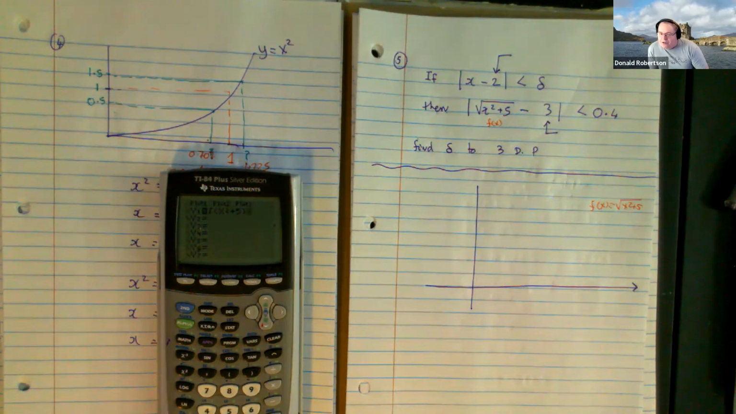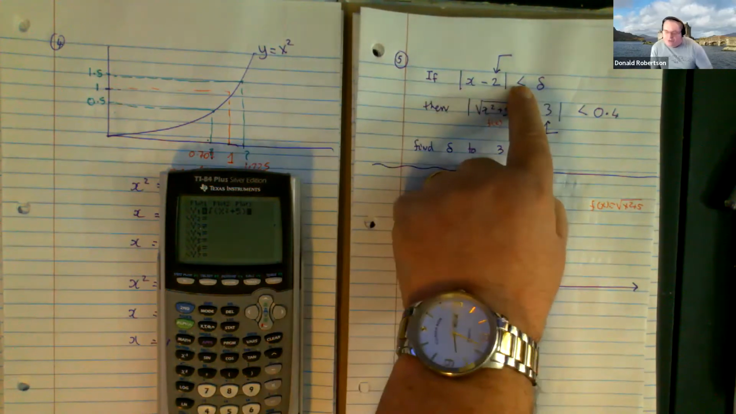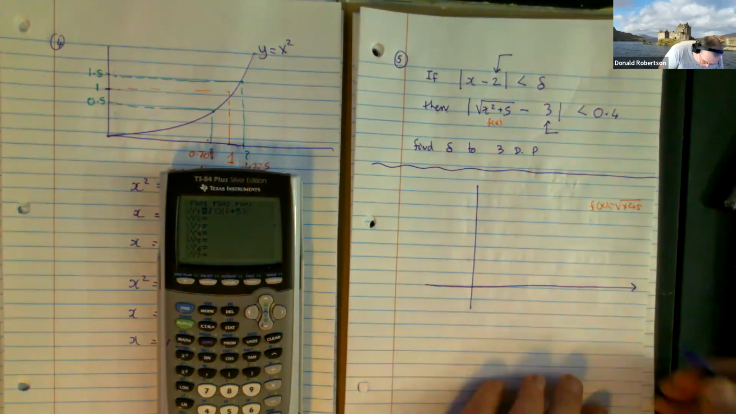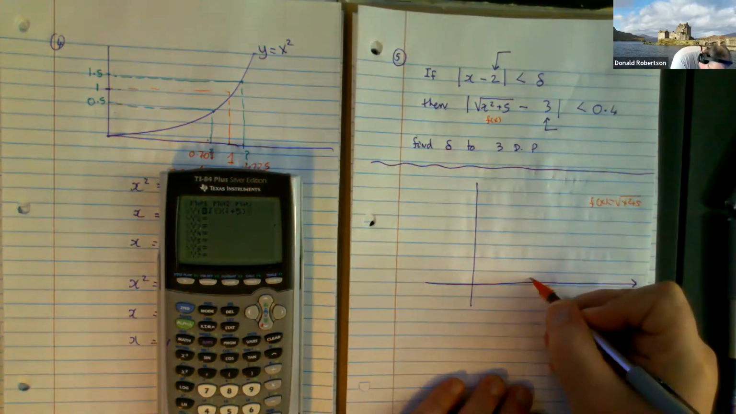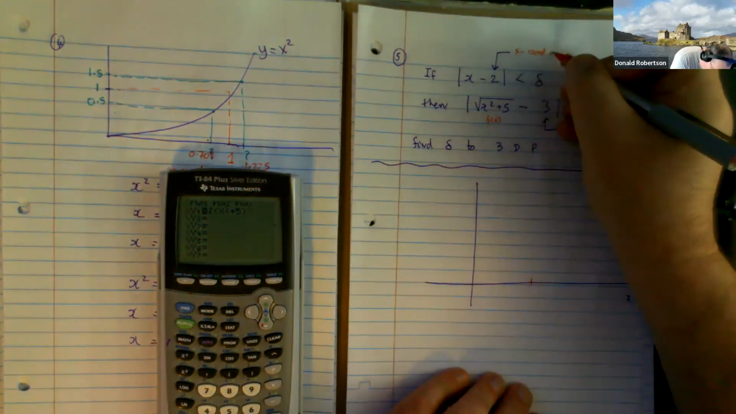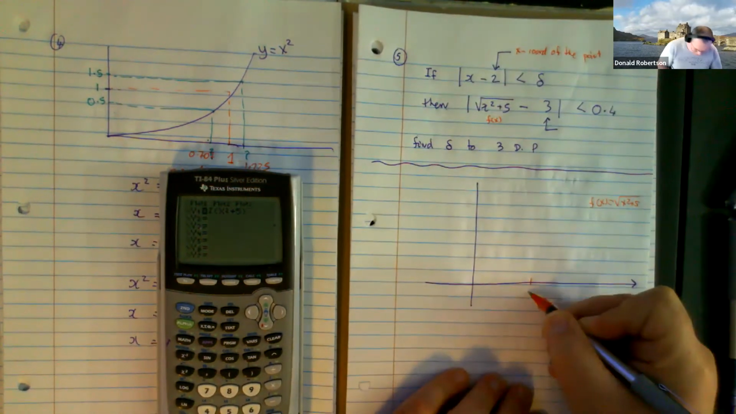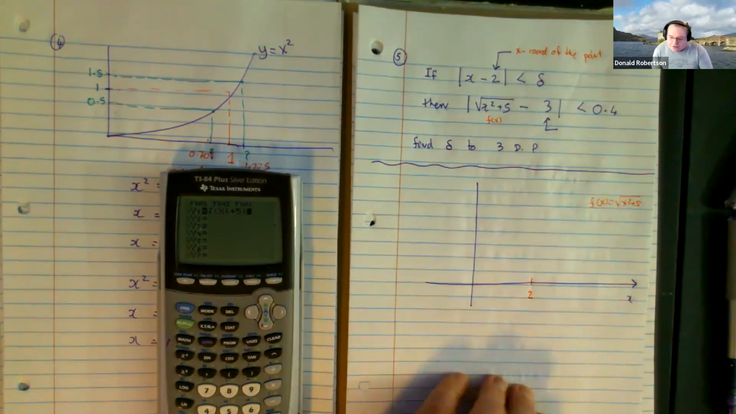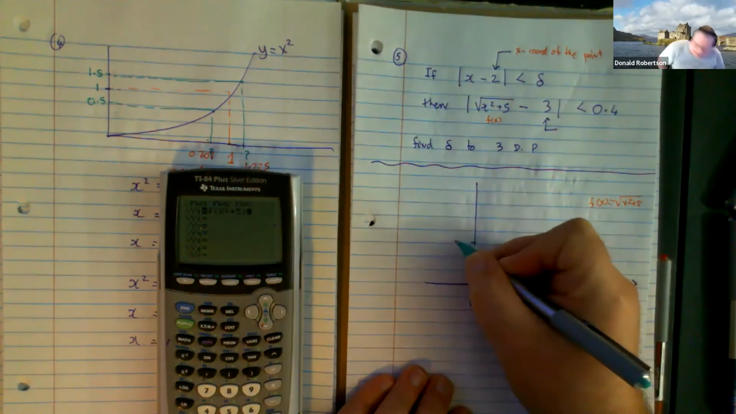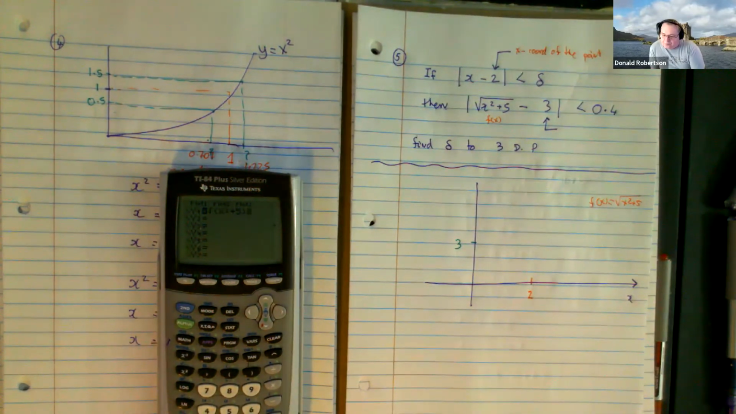Okay, this is saying that the distance between x and the number 2 has to be less than delta. Delta is here, right? It's in the x-axis. So that means 2 here. So that's the x coordinate of the point that we're interested in. Now this fella here is 3. That's that guy. Okay.